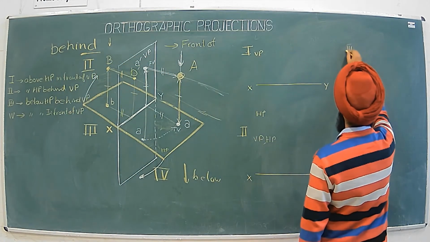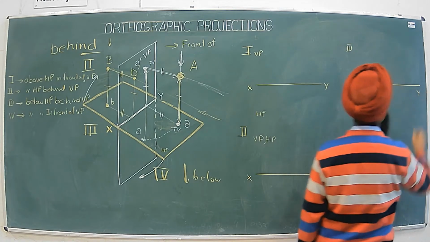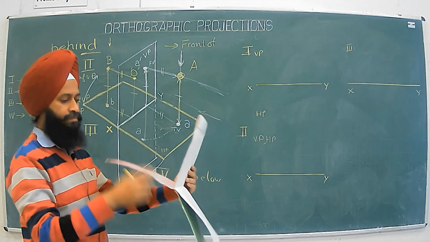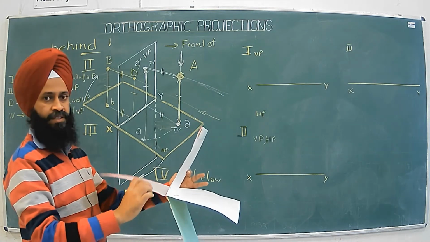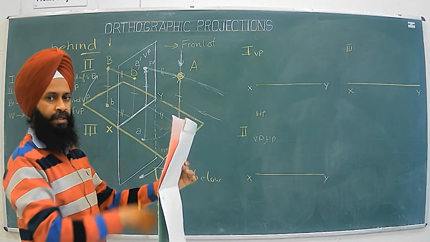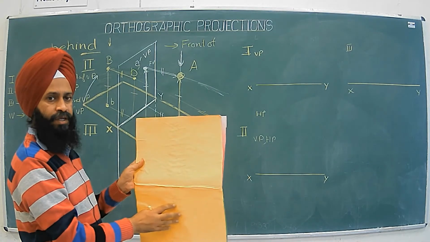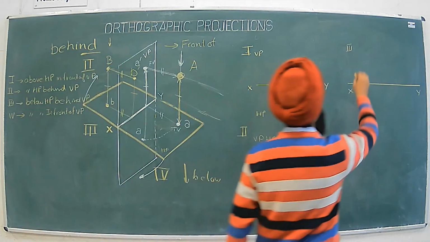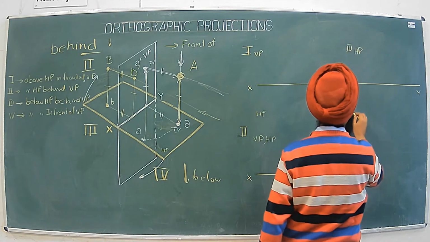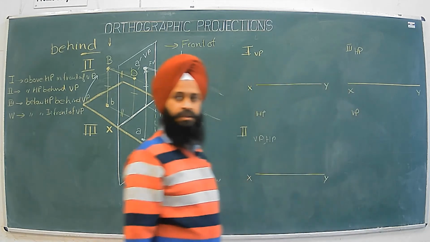For third angle projection, this is the xy line. When second angle closes, third angle opens up, and here we have the horizontal plane, here we have the vertical plane. So above the xy line lies the horizontal plane, below the xy line lies the vertical plane for third angle.